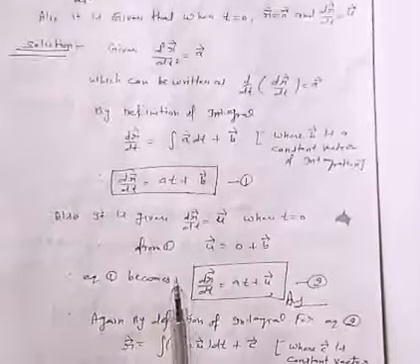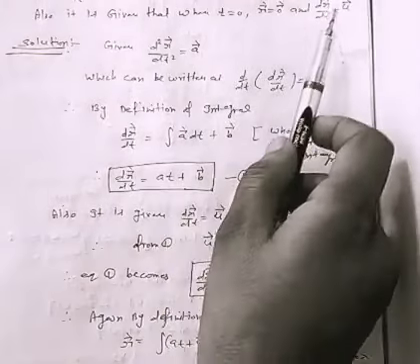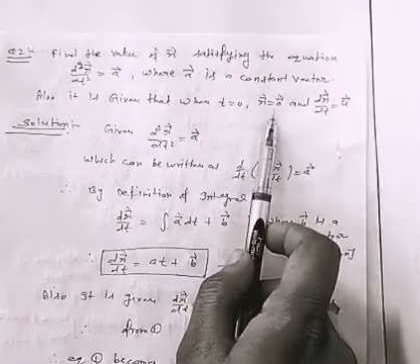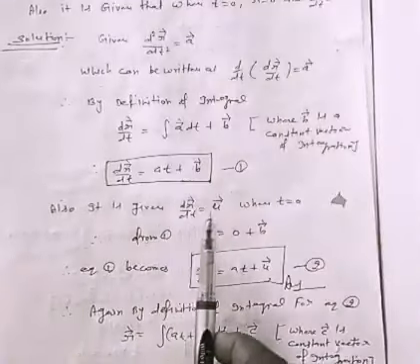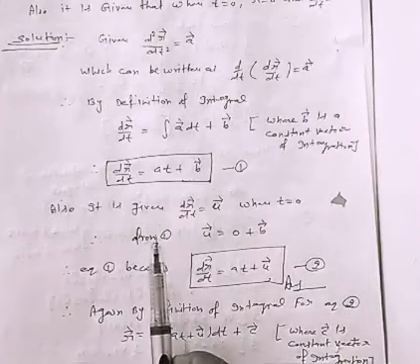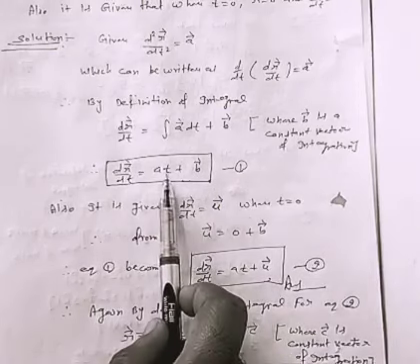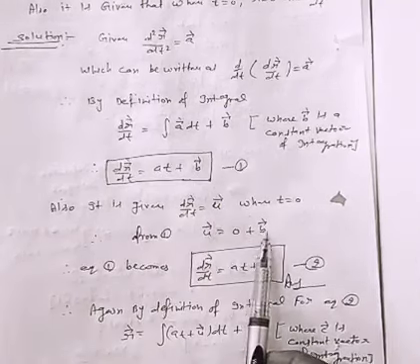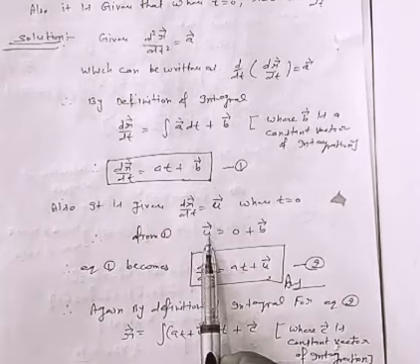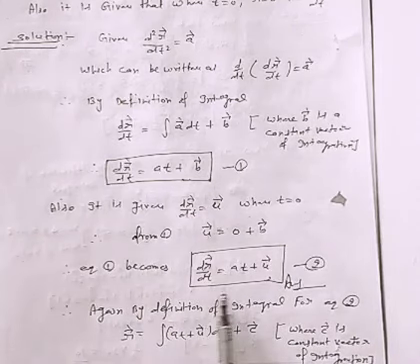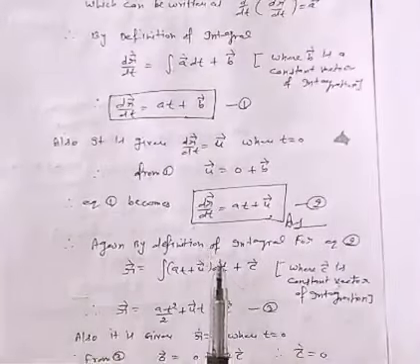Also it is given that dr by dt is equal to u when t is equal to 0. So putting that here in equation number 1, dr by dt as u vector and t is equal to 0, which is plus b vector. So we have b vector is equal to u vector. Putting the value of b vector in equation number 1, we have dr by dt is equal to at plus u vector.